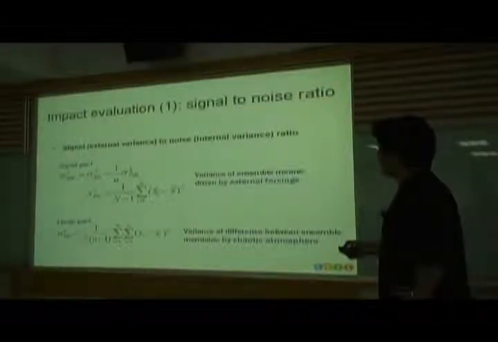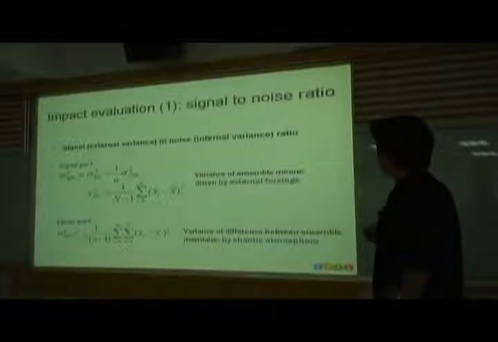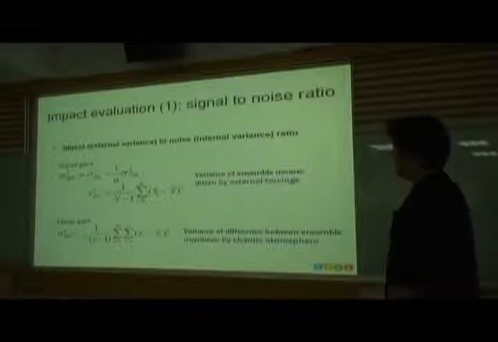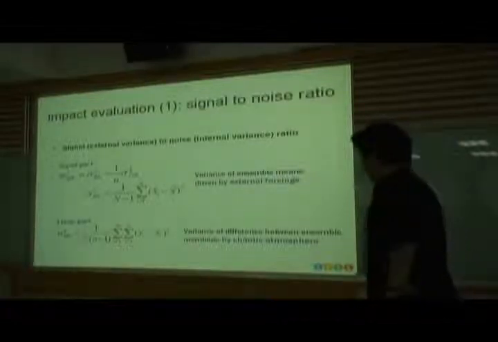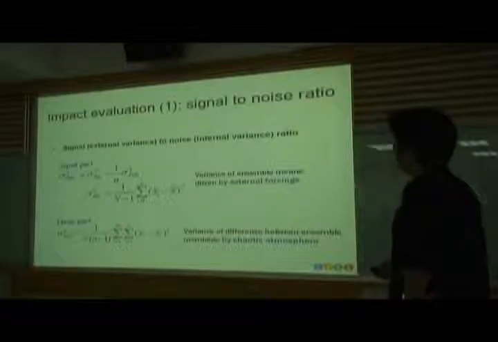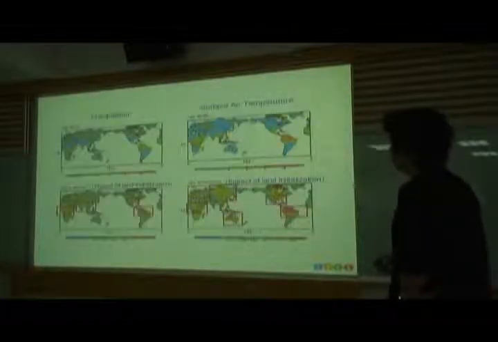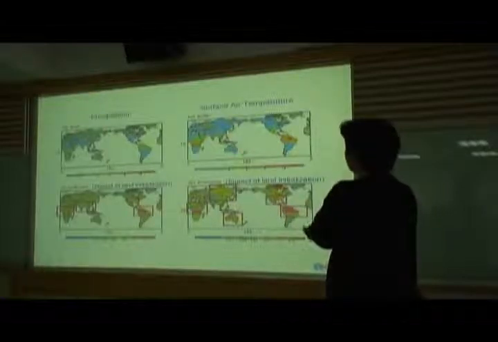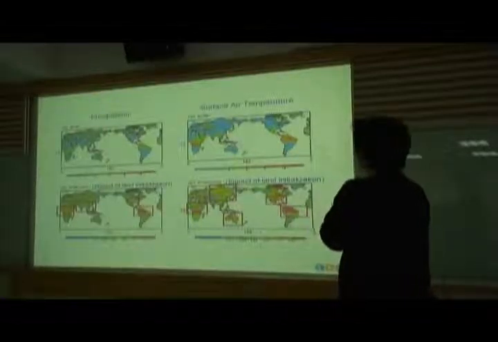So if the signal to noise ratio is larger than 1, then the atmospheric anomalies are really caused by the land conditions, we can think. This is the result of ALGO, for precipitation and surface temperatures.